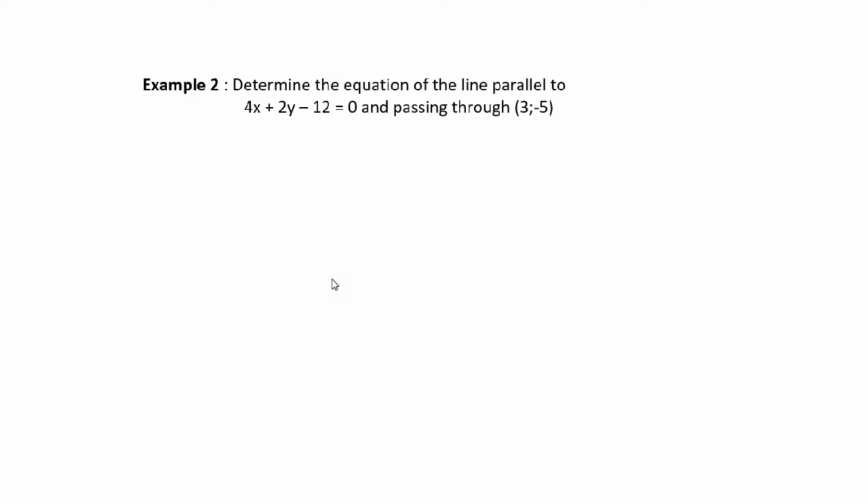In example number 2, we are going to determine the equation of the line which is parallel to the line 4x plus 2y minus 12 is equal to 0. And that line will be passing through the point (3, -5).